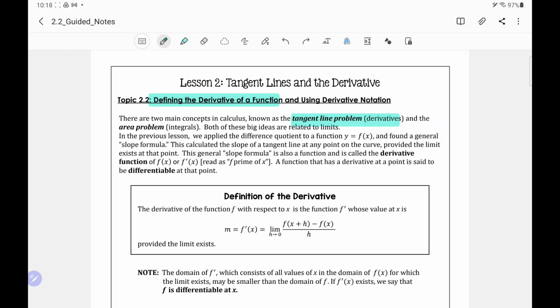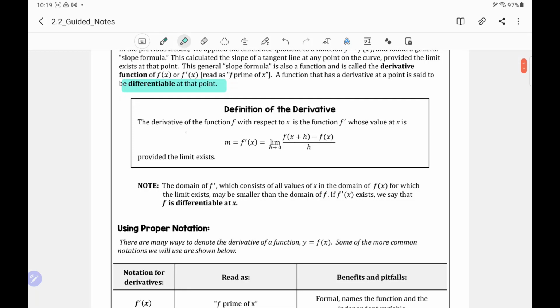A function that has a derivative at a point is said to be differentiable at that point. So that's what it means. The function is differentiable at that point if it has a derivative, or if we could find f prime of x. So, definition of the derivative. The derivative of the function f with respect to x is the function f prime whose value at x is m equals f prime of x equals the limit of the difference quotient, provided the limit exists. So basically we're taking what we did yesterday, the limit as h goes to 0 of that difference quotient, and we're now letting you know that this is what we call the derivative.